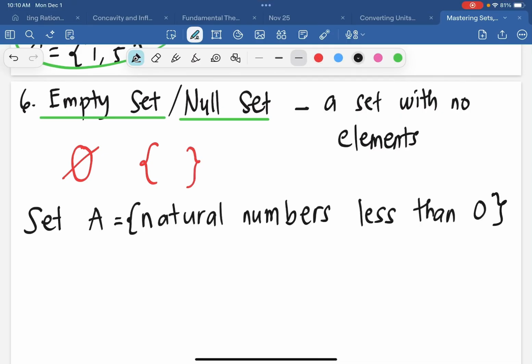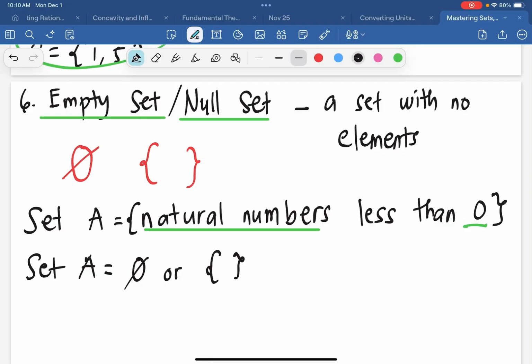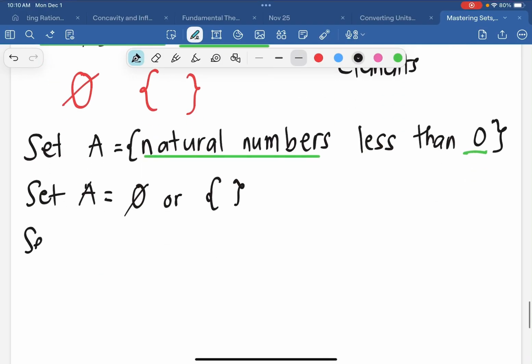For example, we have set A, in which the elements being described here are natural numbers less than 0. And we know for a fact that natural numbers start with 0. That means there is no natural number that is less than 0, which means set A is an empty set. Okay, you just choose this symbol or this, your choice.